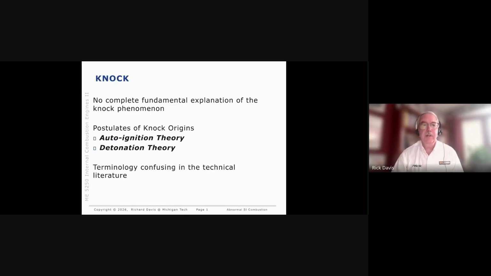All right, so in today's session, we're going to talk about spark ignition engine knock. You hear it referred to as spark knock, end-gas auto ignition. Occasionally you hear it called detonation, which we'll cover shortly. But to lead in, there's basically two main postulates out there in terms of what causes knock. One is end-gas auto ignition, and the other is detonation. And the terminology is a little bit confusing in the literature. So we go to the next slide.